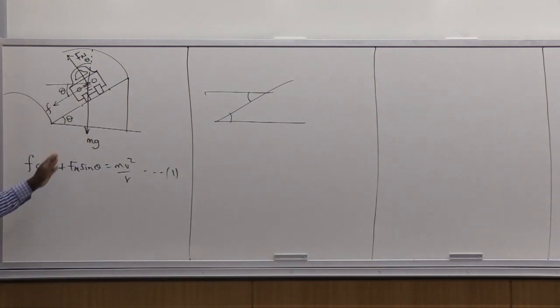So this is that. Now we go to the y-axis, and then we're done. So what happens in the y-axis? In the y-axis, normal force cosine theta.